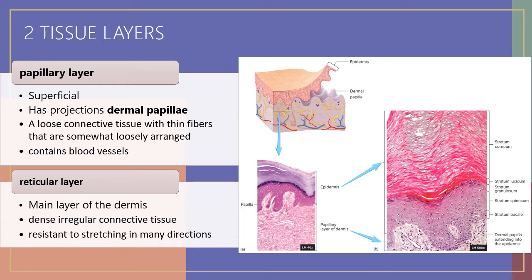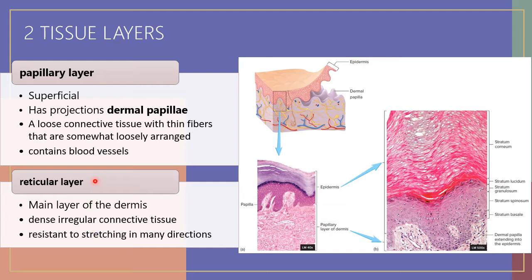Now, the second layer is your reticular layer. This is the main layer of your dermis, and it is dense, irregular connective tissue. This is resistant to stretching in many directions. So it's somewhat rigid, which is why it's dense connective tissue.